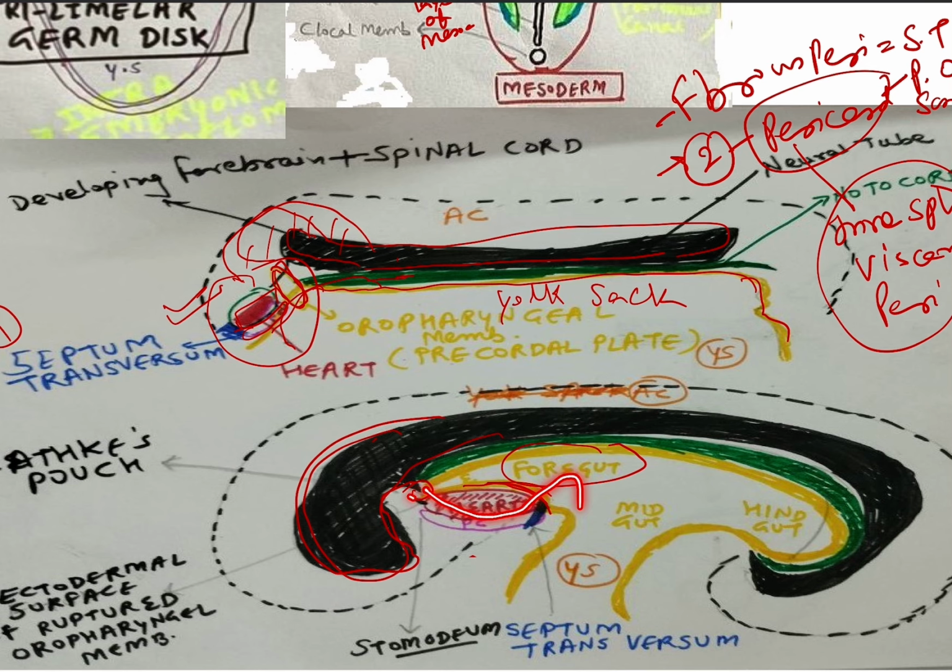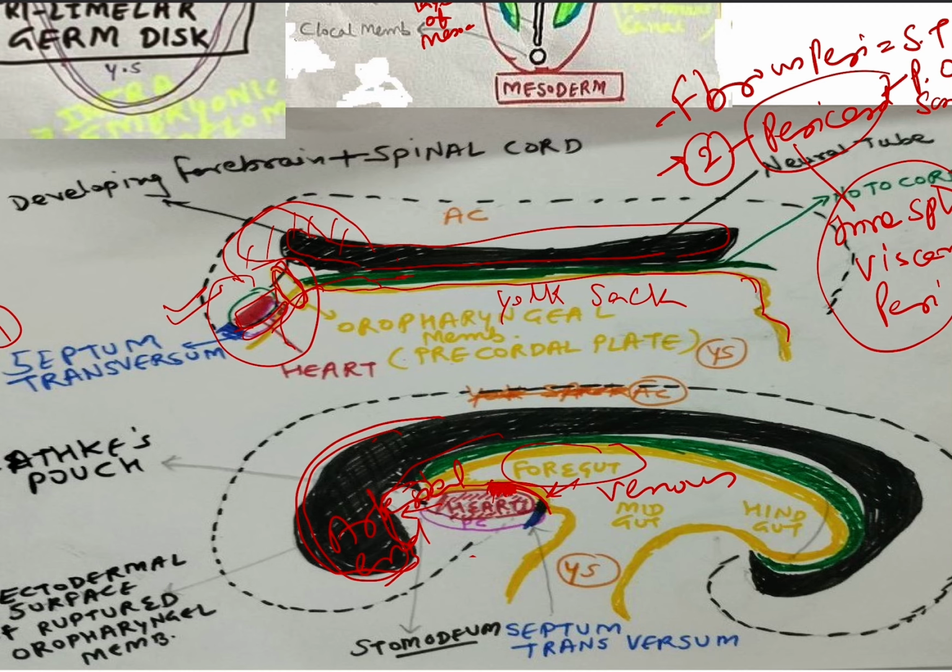And here is our heart tube lower end. This lower end is venous end, while the cranial end is arterial end. Initially, this heart tube is connected to foregut via dorsal mesocardium. Here is our dorsal mesocardium.